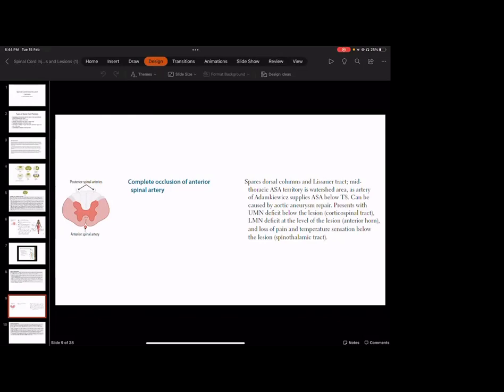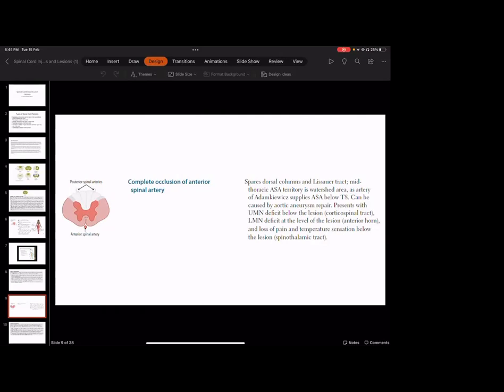So at the level, you have lower motor neuron lesions, okay? And below the level, you have upper motor neuron deficit. And you'll have no loss of crude touch and proprioception and two-point discrimination, all that vibration. Why? Because the dorsal column is intact. The only thing you're going to lose is what? Loss of pain and temperature sensation below the level of the lesion. Okay, does that make sense?